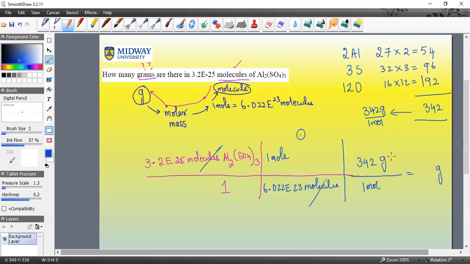Now we can get a different color. Let's see, we can get our red. So we can now cancel out the mole and the mole. That leaves us with just the unit we want, which is grams. Now we can just go get our calculator and do the math. So it's 3.2 exponent 25 divided by 6.022 e 23, and then you multiply that by 342. So that's going to be a massive number.